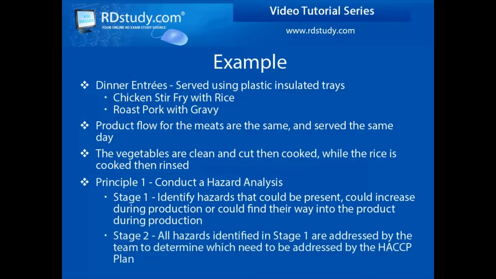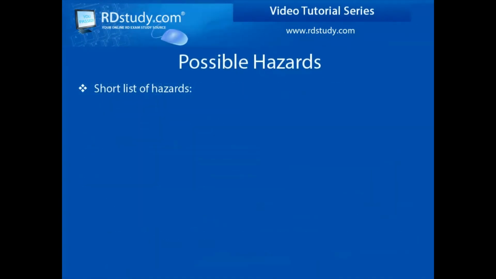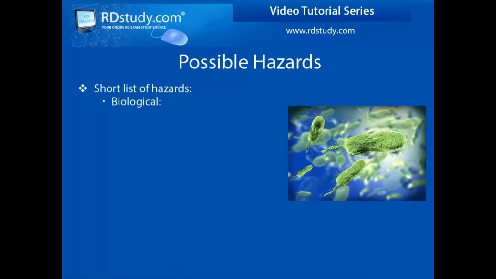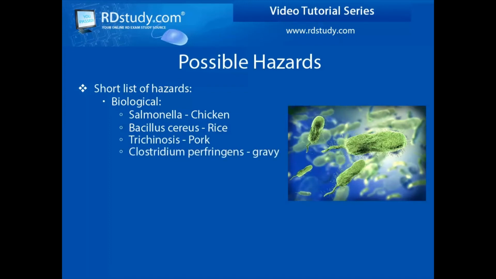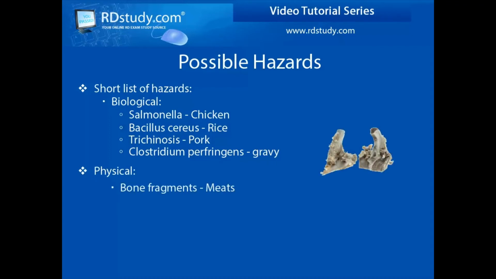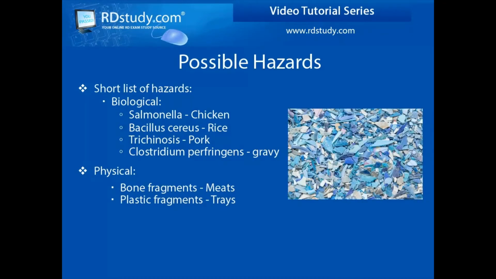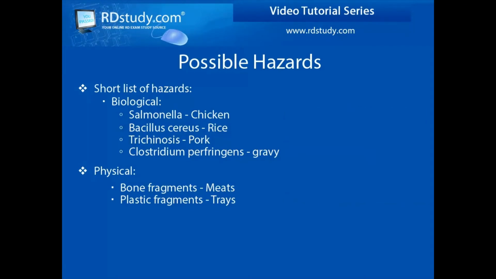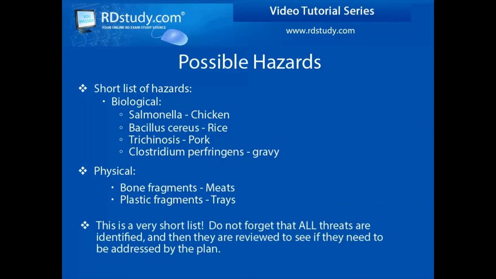After all hazard identification has been completed, the team would then determine which hazards would need to be addressed by the HACCP plan. Reviewing the ingredient list for our entrees, we would identify several biological hazards or threats that could affect the food. The very short list includes salmonella in the chicken, Bacillus cereus in regards to the rice, trichinosis in regards to the pork, and Clostridium perfringens within the gravy. Physical hazards may include bone fragments with the chicken and pork, and even plastic fragments from any insulated trays that are worn or broken. Presented is once again a very short list.